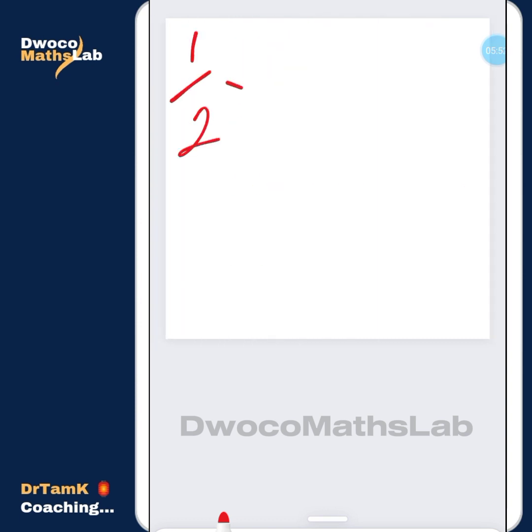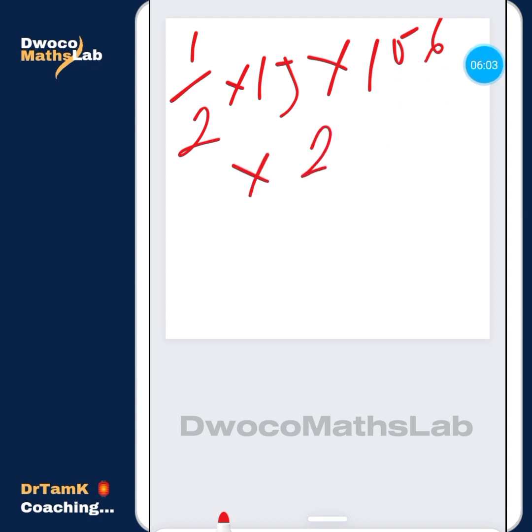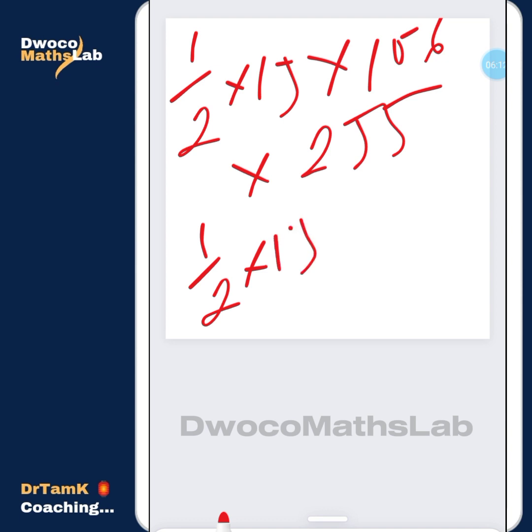We're going to get 1 over 2 times 15 times 10 raised to the power minus 6, which represents the 15 microfarad. Microfarad is 10 raised to the power minus 6, times 255. Is that clear? 255, because 15 squared is 255. So that would give us 1 over 2 times 15 again times 10 raised to the power minus 6.